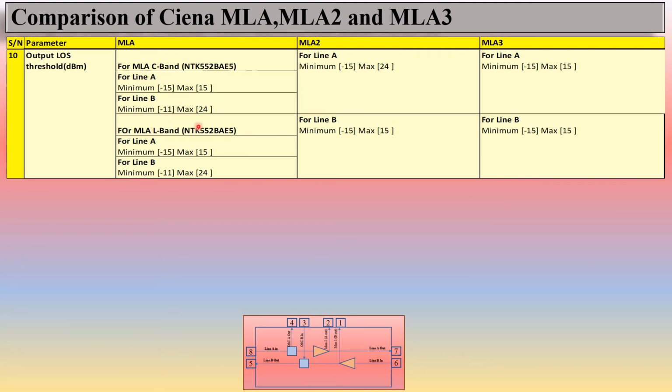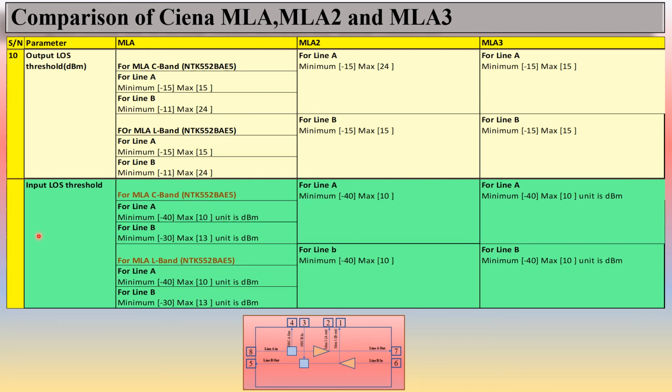For line A for MLA2 it is from -15 to 24, and for line B -15 to 15. For line A for MLA3 it is -15 to 15, and for line B -15 to 15. You can see here there is a difference in output loss threshold between MLA, MLA2 and MLA3 for line A. The minimum is -15, which is the same, but the maximum is 24 in MLA2 and the maximum is 15 in MLA and MLA3. For line B it is the same.